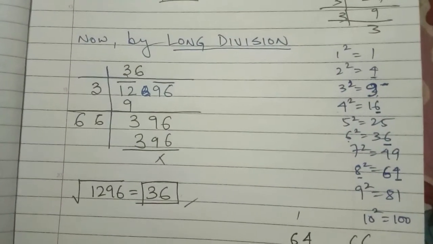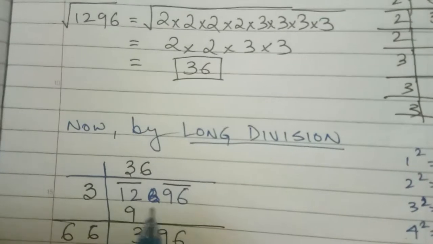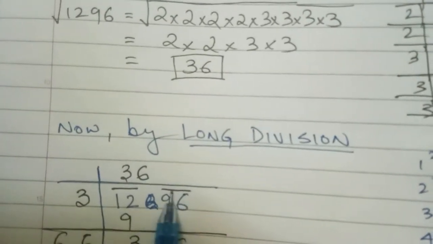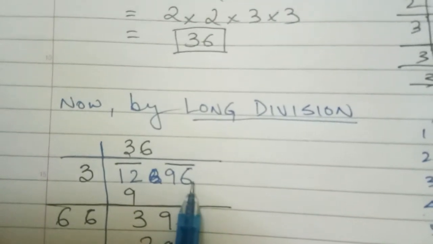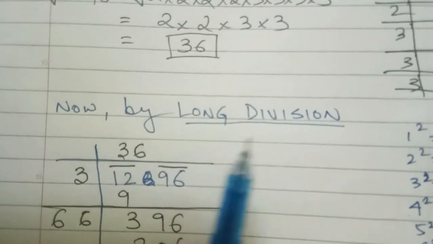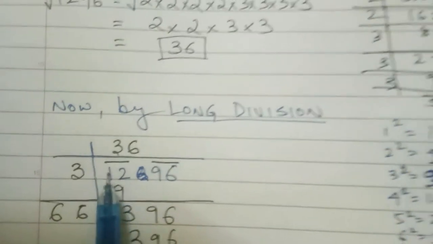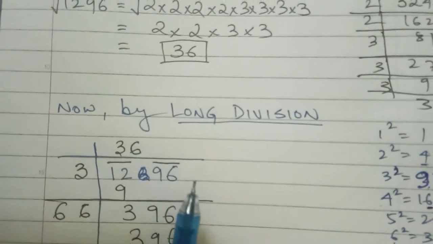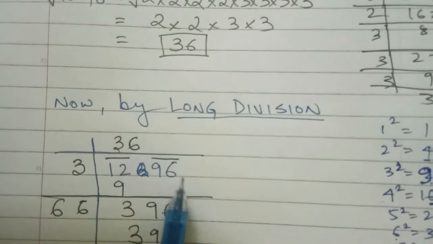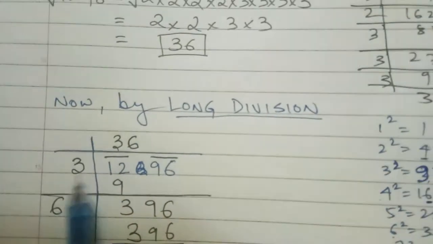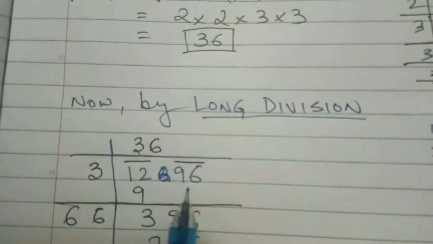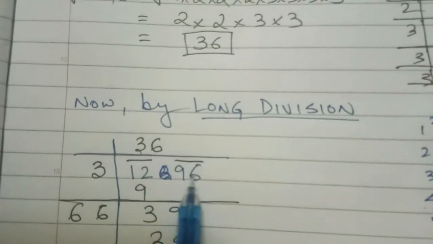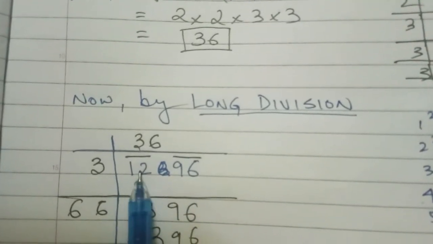Now see what I have written, 1296. Here I have put 2 bars. This is not actually a bar, this is what I have taken as the pairing. Pairing means what? From right to left, you always take the pair. Here, in 1296, 96 is one pair and 12 is another pair.